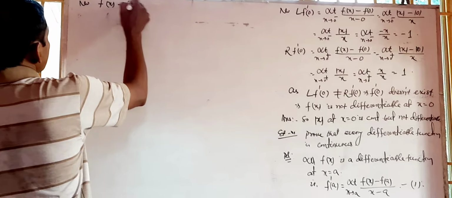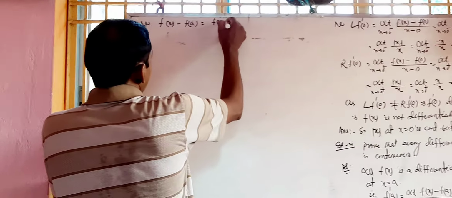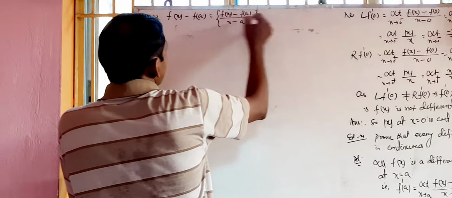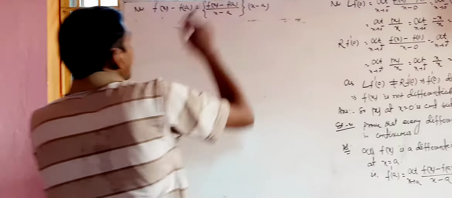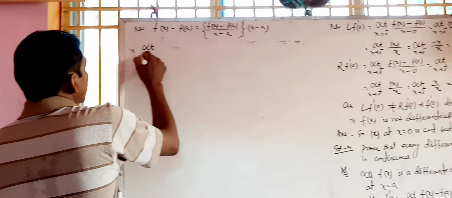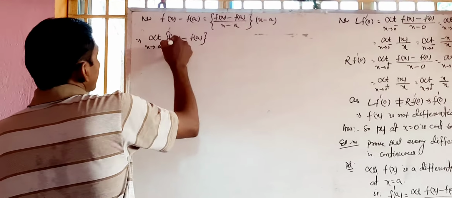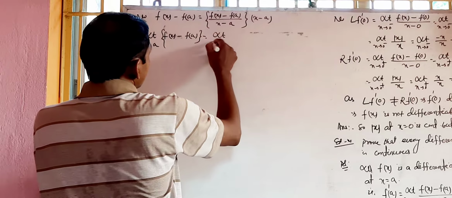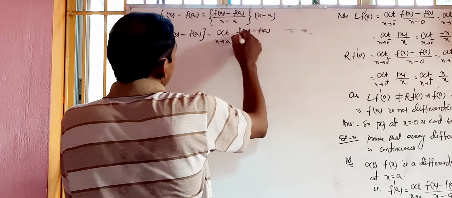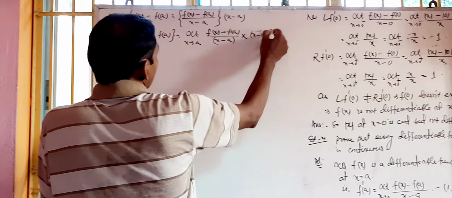So now f of x minus f of a can be written as f of x minus f of a whole divided by x minus a, into x minus a. That means multiply and divide by x minus a. So the value will be the same. Now if we take limit on both sides, limit x tends to a of f of x minus f of a by x minus a, into x minus a.